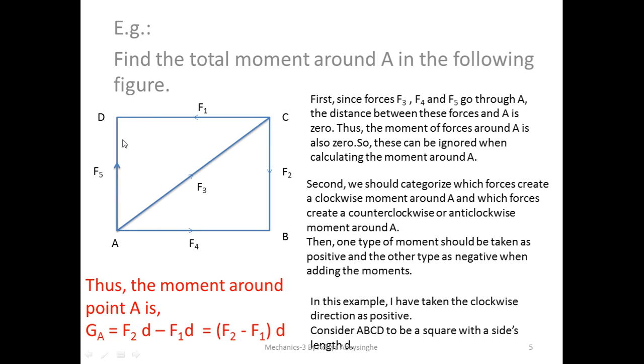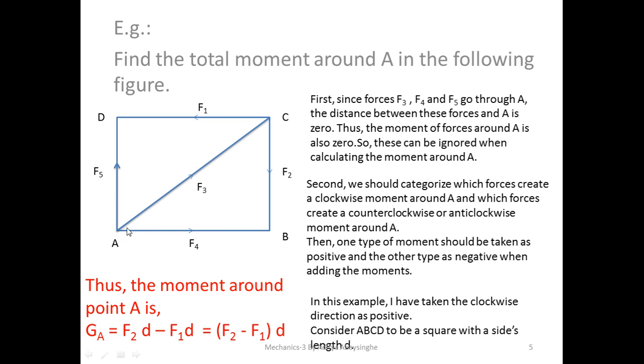Now if you take the moment around a point like A here, first of all you have to find out which forces are subjected to this moment. Since the forces F3, F4 and F5 go through A, the distance between those forces and A is 0. So the moment of those forces around A is also 0. So you can say that there is no perpendicular distance.